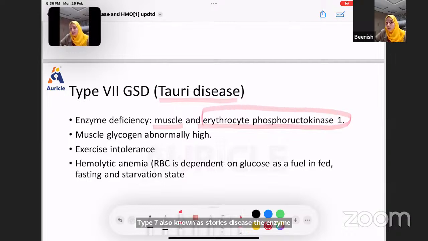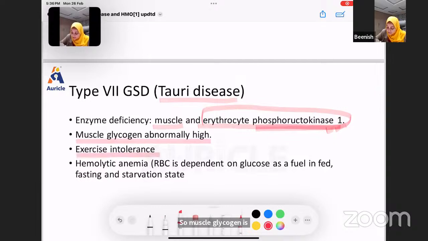Now you might think that phosphofructokinase 1 is a glycolysis enzyme. It is a glycolytic enzyme, and why is it being mentioned here? Because if you remember, in muscle glycogenolysis, there was no glucose 6 phosphatase. So glucose 6 phosphate was actually entering glycolysis to provide ATP. Therefore, this is how phosphofructokinase 1 becomes related to glycogenolysis. So, muscle glycogen is abnormally high.